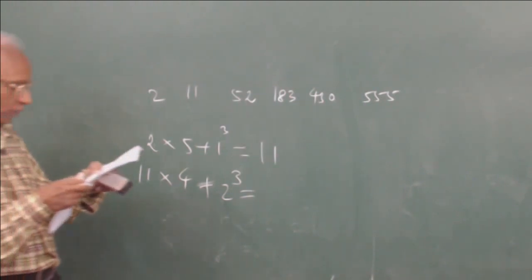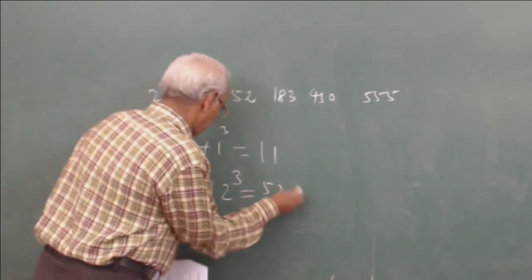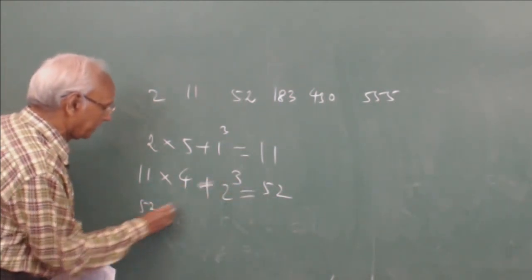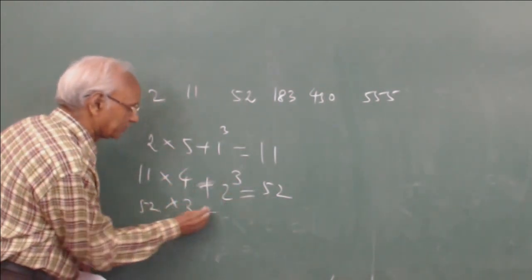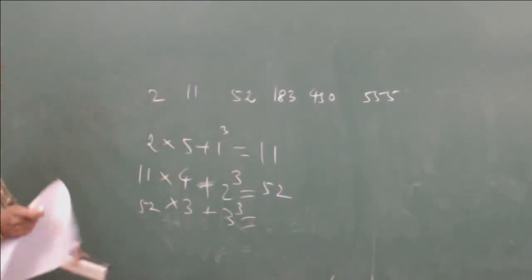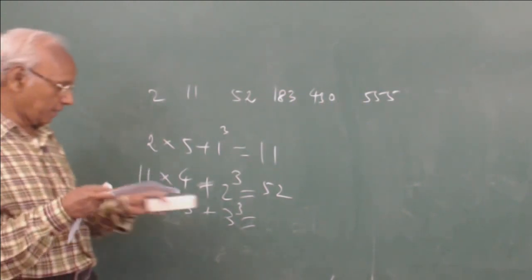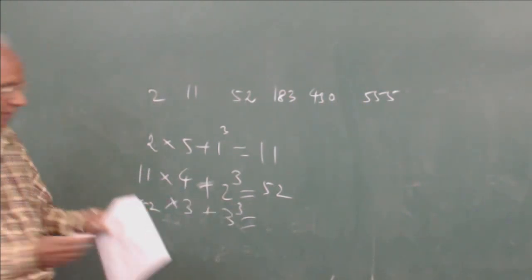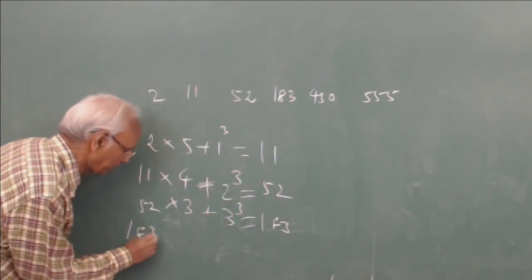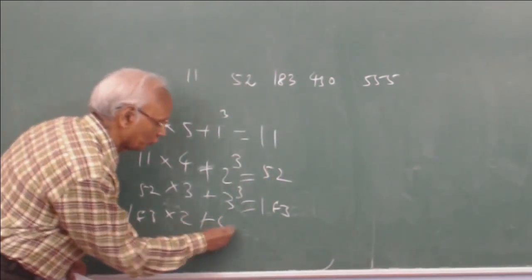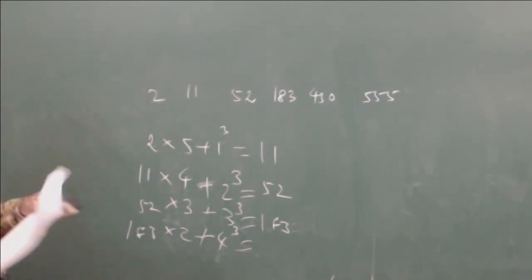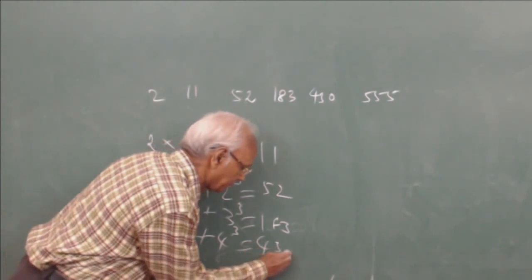So here it will work out to 52. 11 4s are 44, 44 plus 8 is 52. That 52 comes here, 52 into 3 plus 3 cubed, which is 27, comes to 183. Here this is increasing, this is decreasing. Then 183 into 2 plus 4 cubed. So this is smaller, that is bigger. So this will come to 430. You can work it out and see.